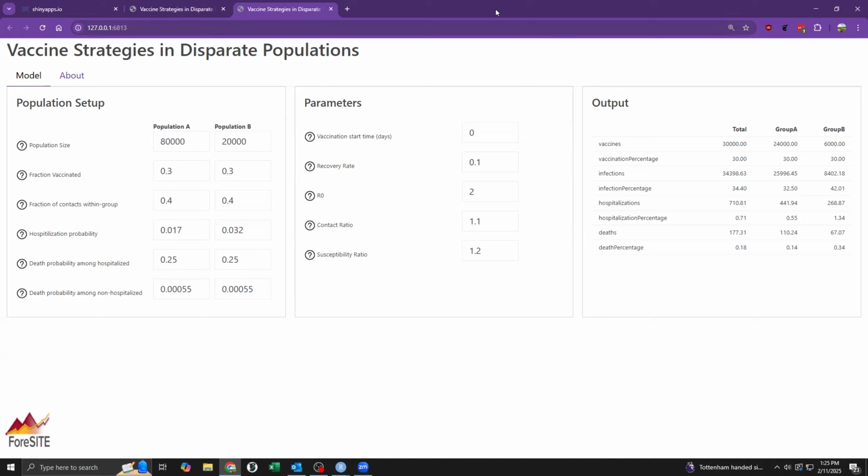You could have max and min fields for different parameters and then have a run Monte Carlo button that runs 1,000 times. For the population setup, if the hospitalization probability for population A is 0.017 with a standard deviation of 0.005 or something, you could use those as parameters for a beta distribution, and then run 100 or 1,000 Monte Carlo simulations, each one with a draw for that input from that distribution.